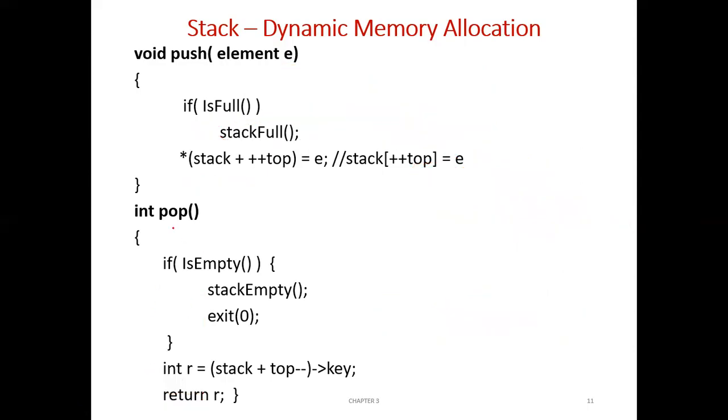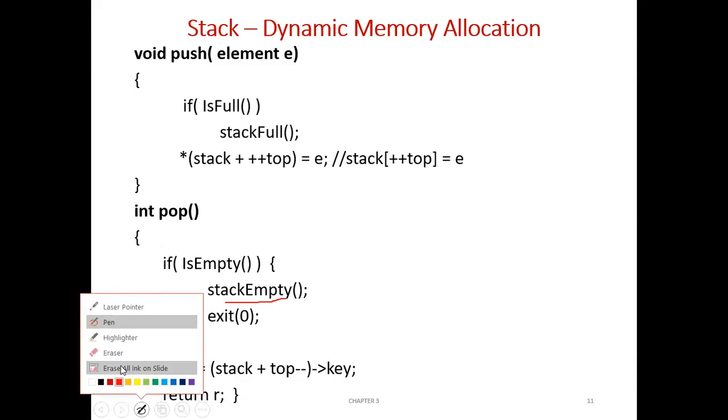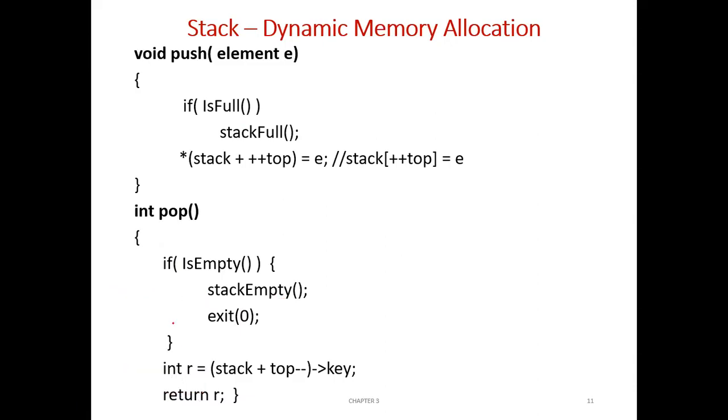And coming to the pop function, in pop we check whether stack is empty or not. If stack is empty, we call the stack empty function, which will be similar to the normal stack which we created without using dynamic memory allocation. This function will just display that stack is empty, nothing can be popped, and it will exit of the program, because if stack is empty, then you can't do anything. If stack is not empty, then we pop the topmost element from the stack. For popping, what we are doing is stack plus top minus minus.